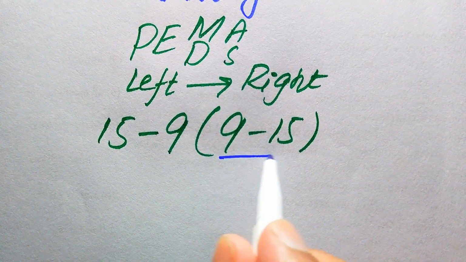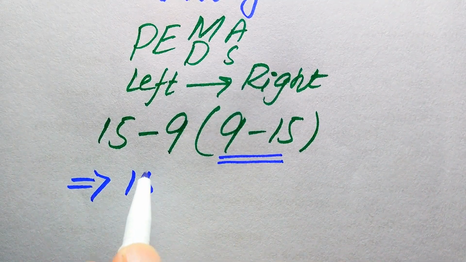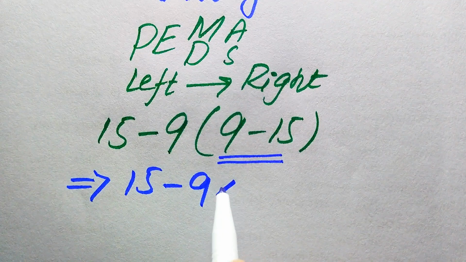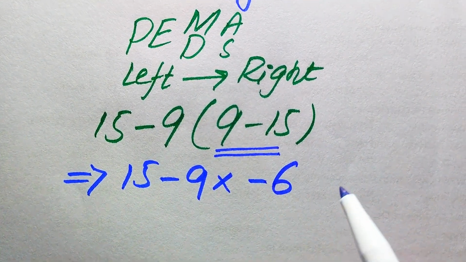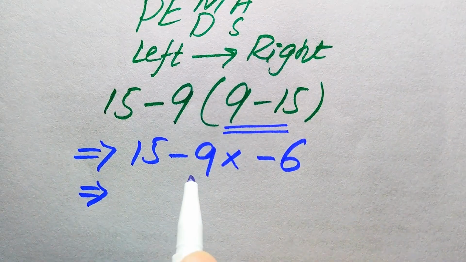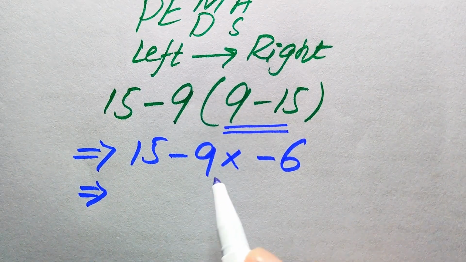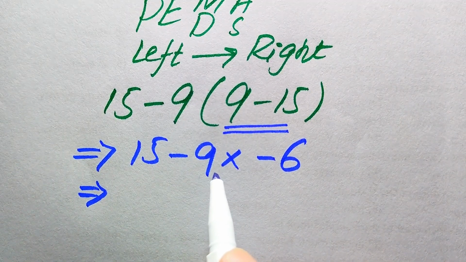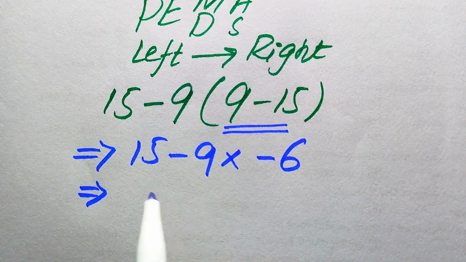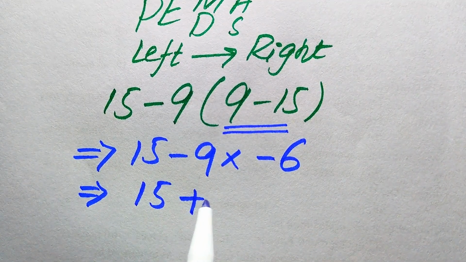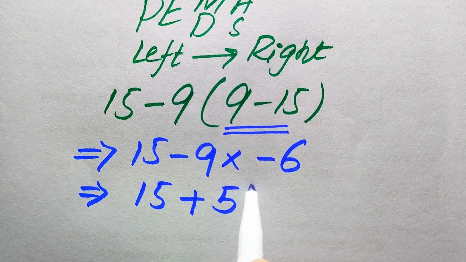It means that we first solve this parentheses term, and 15 minus 9 times (9 minus 15) becomes 15 minus 9 times minus 6. Now you see that again we have two operations, negative sign and multiplication, and we give the priority to the multiplication. So first we multiply these two terms: minus times minus becomes plus, and 9 times 6 becomes 54.